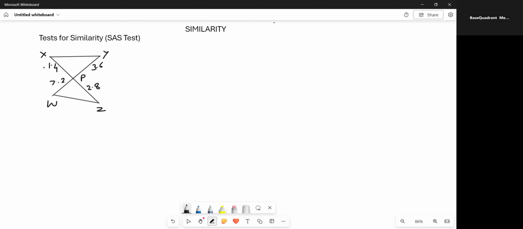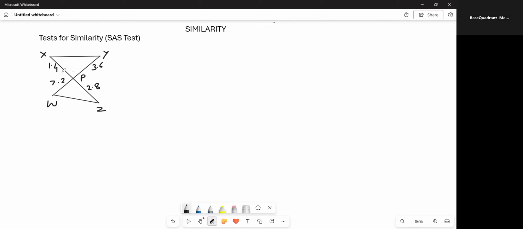Okay. In this example here, you have two sides of each triangle given. So let's try to prove that the triangles are similar. First we'll take the ratios of the sides. Which sides will you take? Take the smaller side and the smaller side.